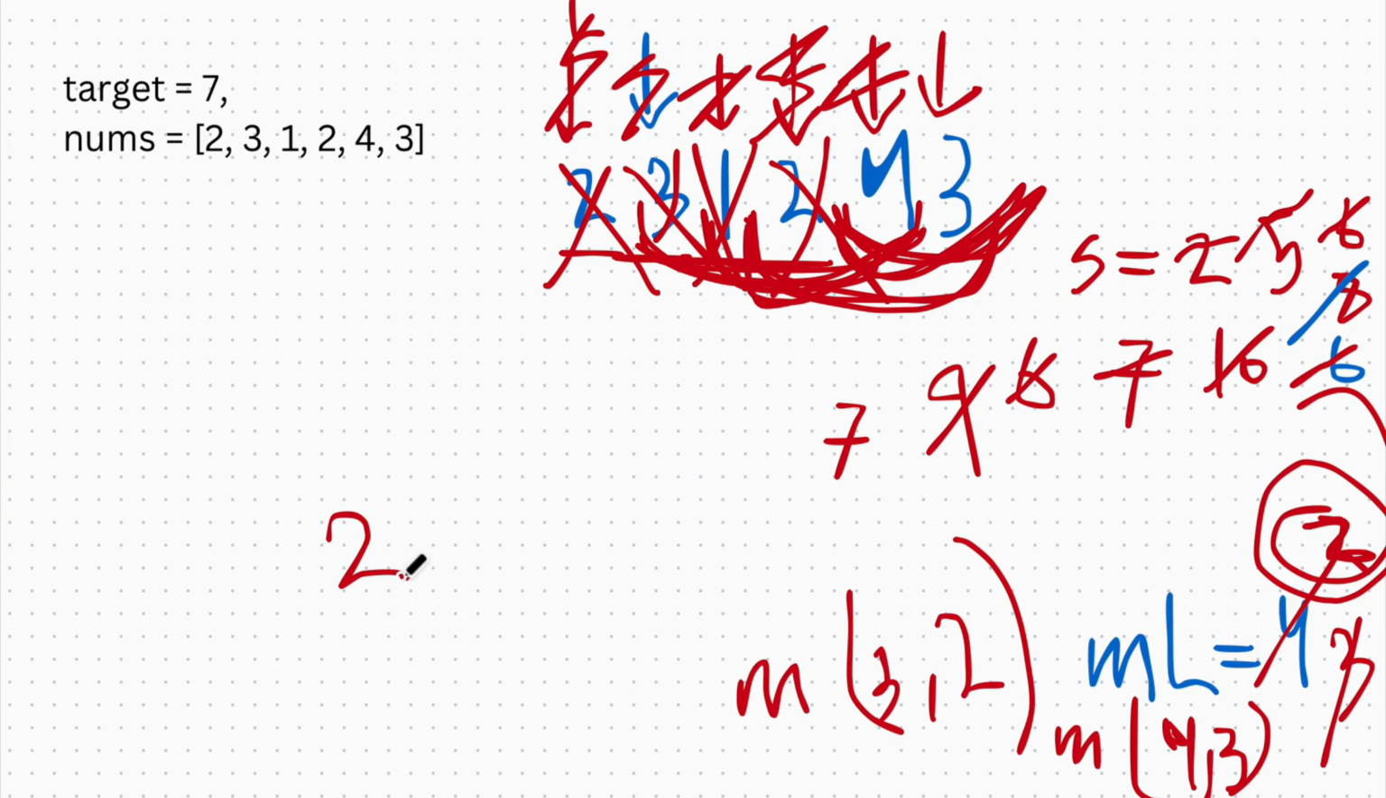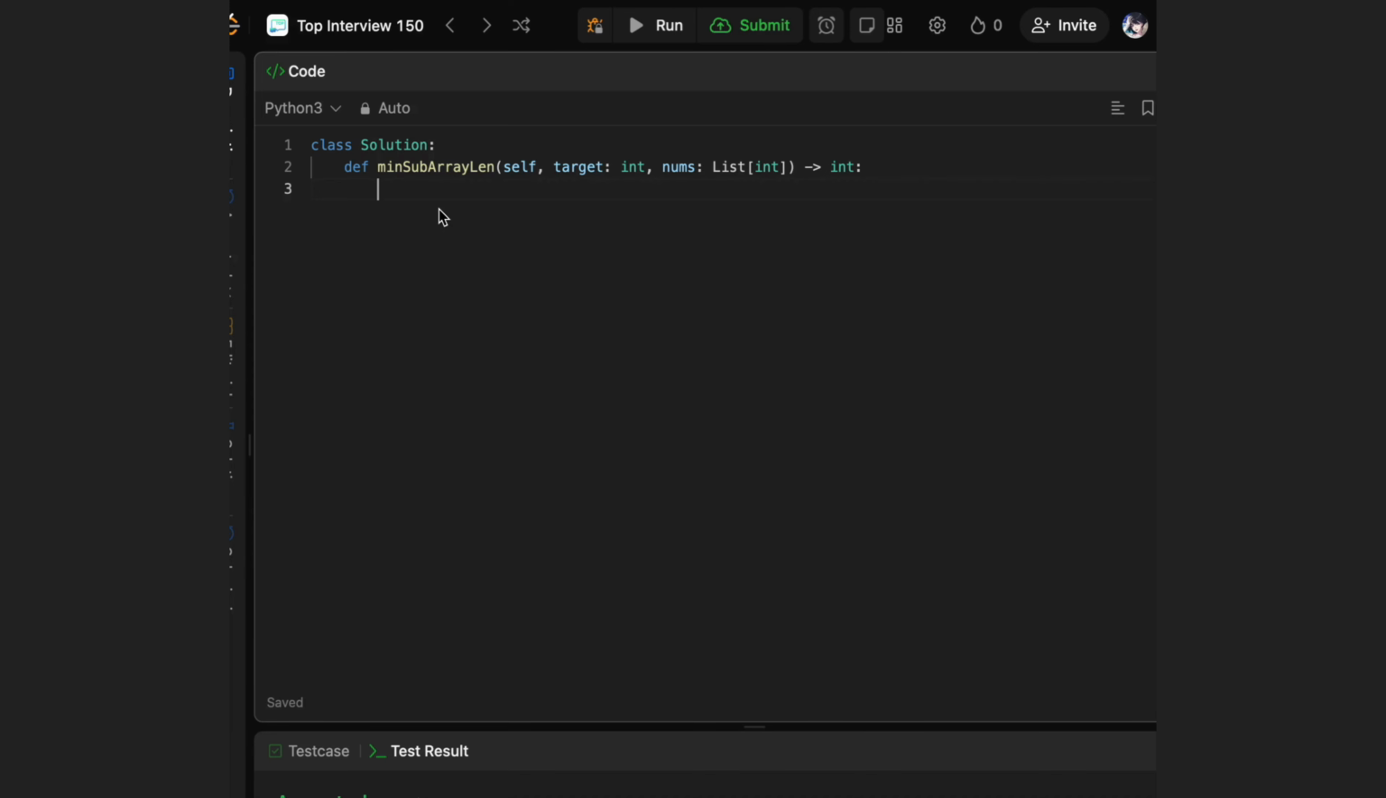So guys, let's go write the code. We have sum, as we said, initially it is 0. We have the minimum length, min len. Initially it should be the largest number in the world, so let's initialize it with float of infinity. Why do we initialize the minimum length with infinity?